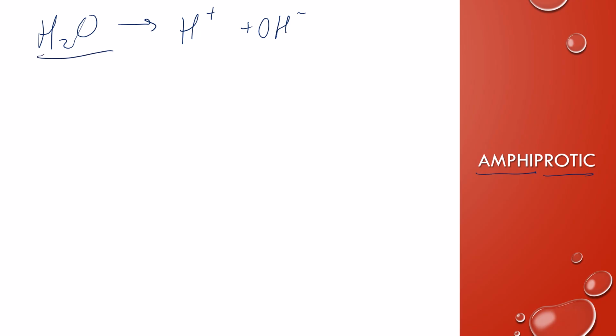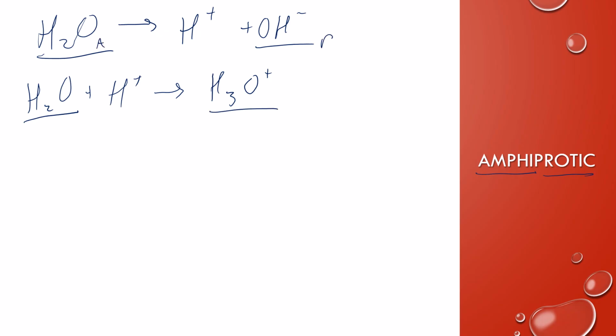So this would be the acid, this would be the conjugate base. But water can also bind up a hydrogen ion and form hydronium. So in this case, you'd have a base and the conjugate acid. I should label this. This is acid, conjugate base, base, conjugate acid. So water is amphiprotic because it can do both of those things.